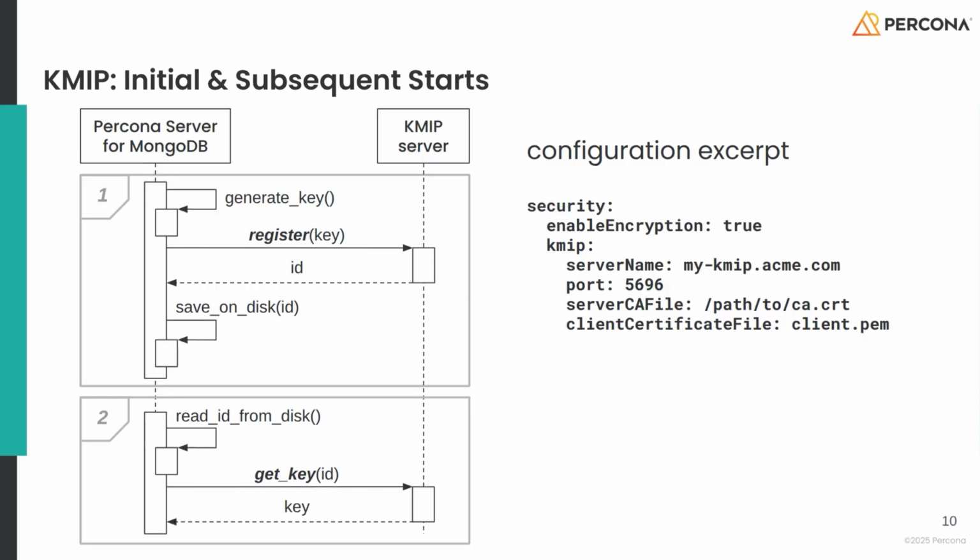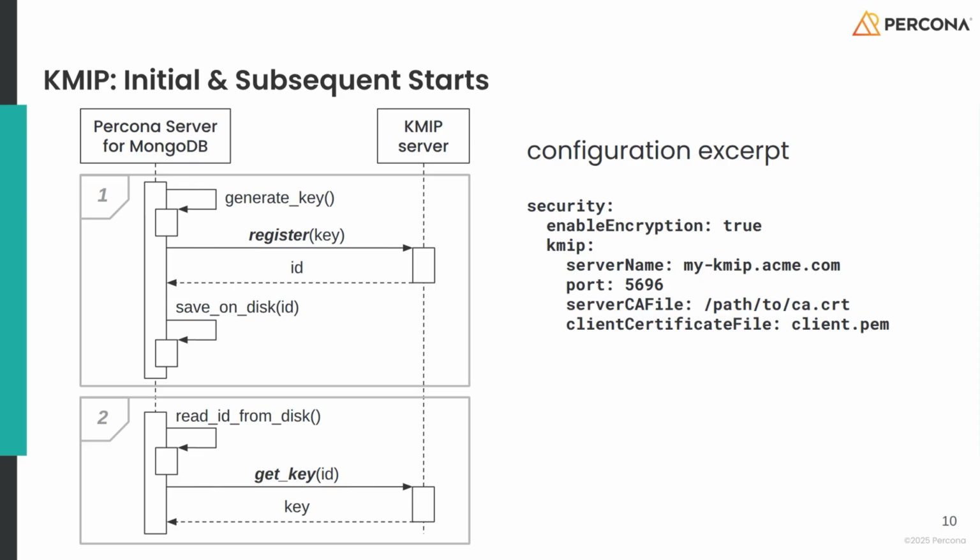Now, after we have overviewed 2 key management systems, we can see how to configure Percona server for MongoDB for working with each of them. And we start with KMIP. So on the right, we see the excerpt from a configuration for setting up Percona server for MongoDB to work with the KMIP server. We basically specify the server endpoint and parameters for mutual authentication. In the sequence diagram on the left, we see two blocks.